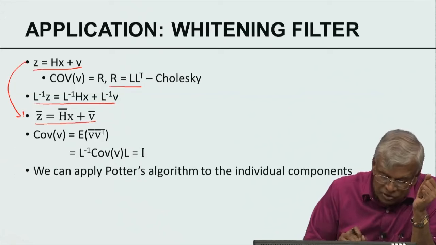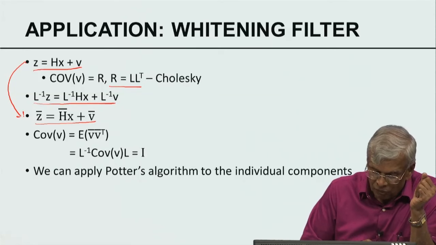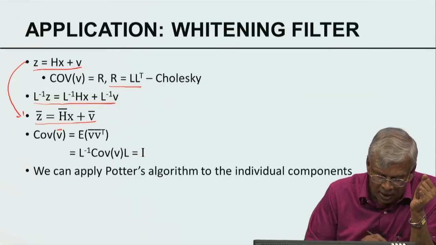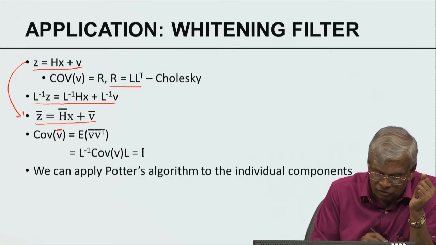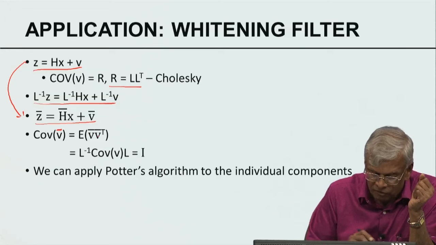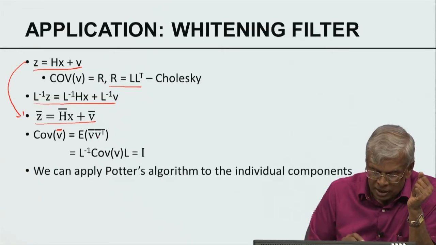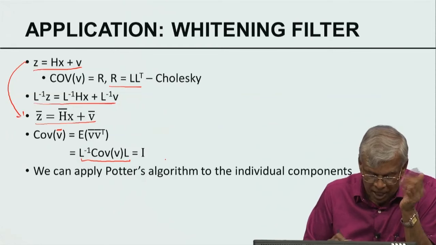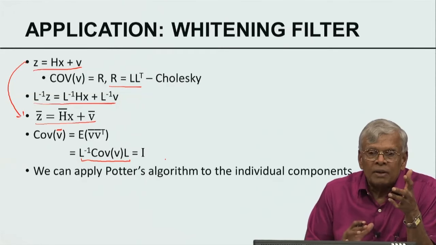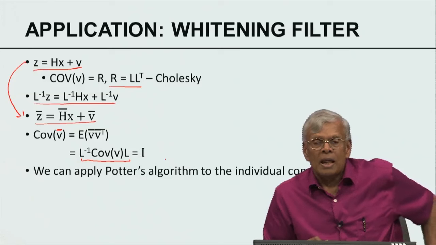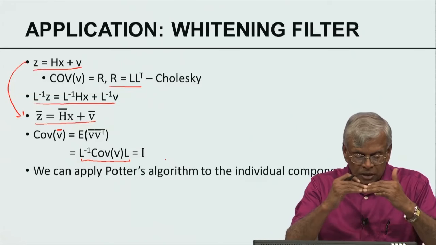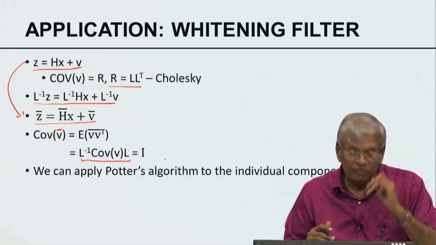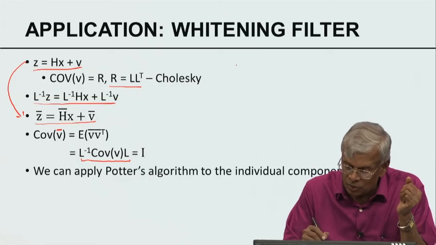And what is the point of this observation? The covariance of v bar is equal to the expected value of v bar v bar transpose. That is equal to L inverse covariance of v times L inverse transpose, which is equal to I. So what does this mean? This essentially means the noise covariance is identity. If the noise covariance is identity, so what is it that we have?